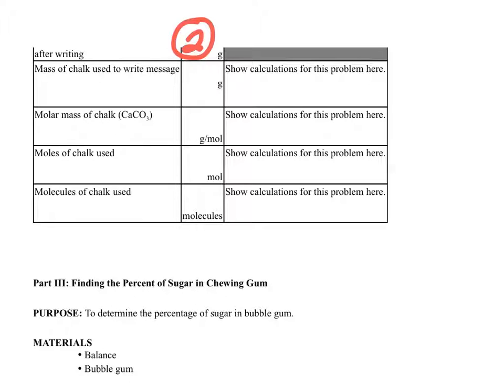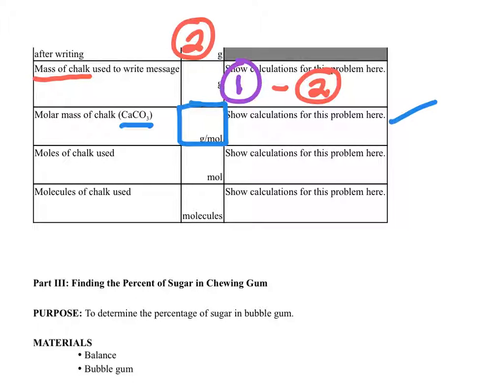Just like in the last problem, you're going to take the first measurement that you got and you will subtract this second measurement. That gives you the mass of chalk by itself. The molecular formula, or the compound's formula, is right here, CaCO3. You will need to find the molar mass. Okay, I'm not going to tell you how to do that here in this video because you guys know how to do it already. Make sure that you're writing out your calculations here.